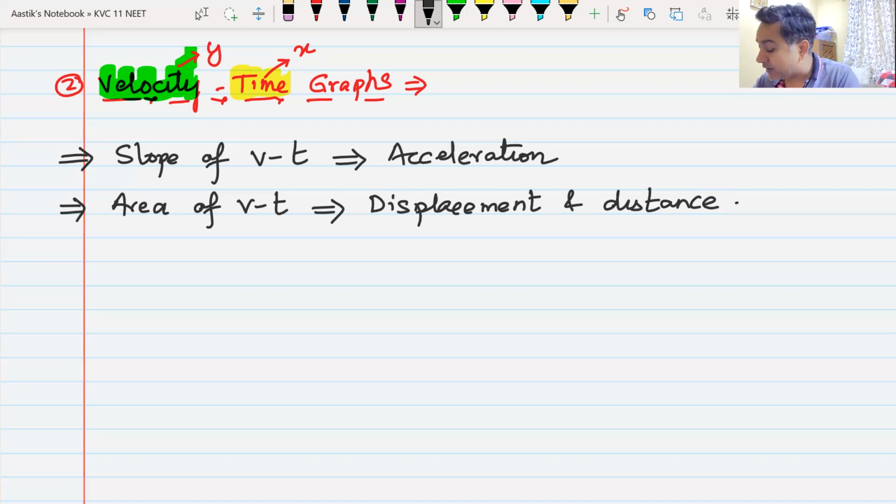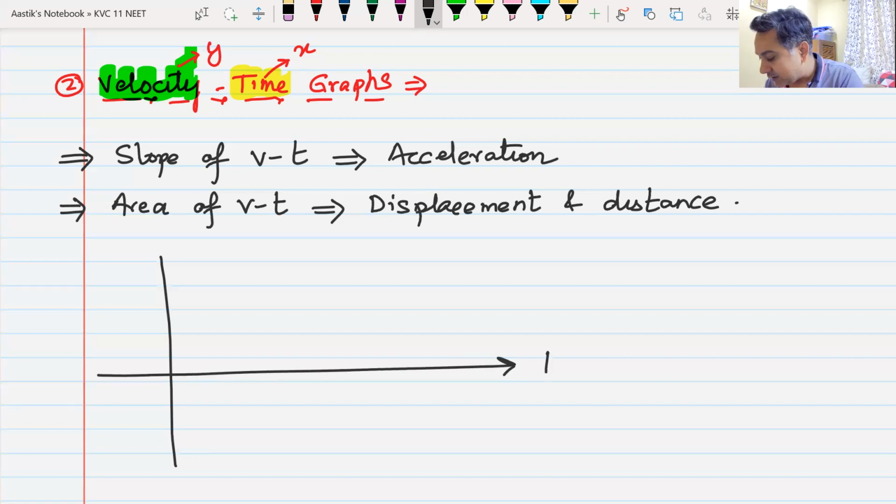How can we do that? If I draw a velocity time graph, let me say I draw it like this, a VT graph. This is plus V, this is minus V. From this VT graph, I can definitely find out the slope of this graph. The slope of this graph is going to give me the acceleration. The area under this graph will give me my displacement.